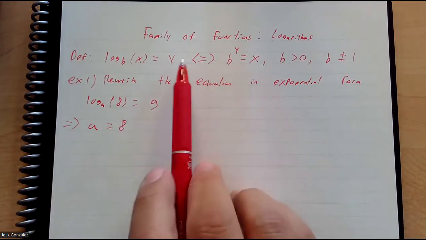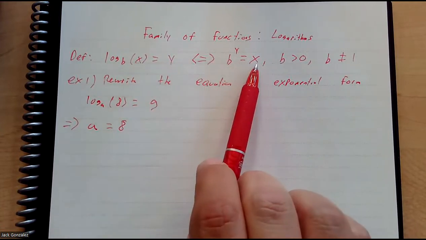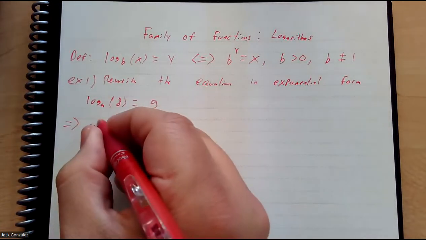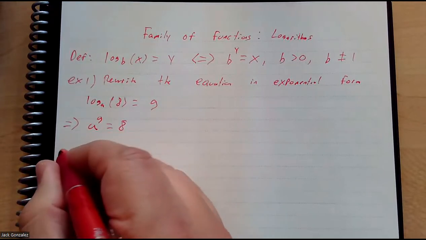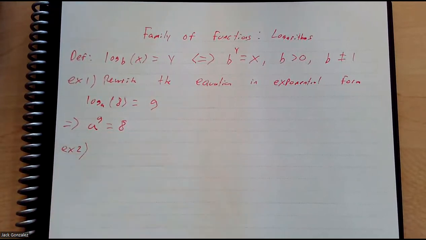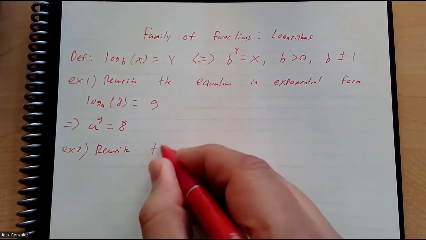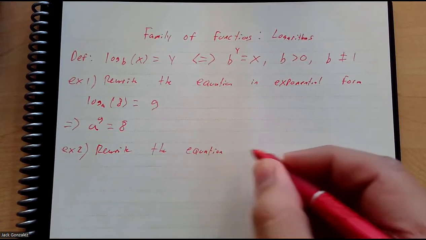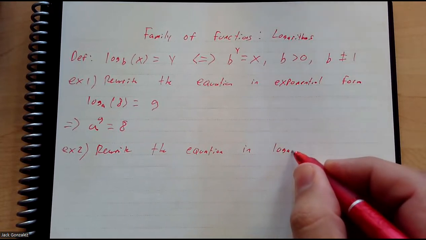All right, so it says here, this base is right there. This argument is equal to. This equal part is the power. So this will be g. That's it. So you just change it using the definition. Now go the other direction. Rewrite the equation in logarithmic form.